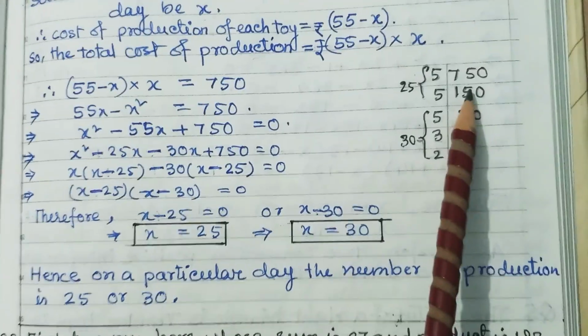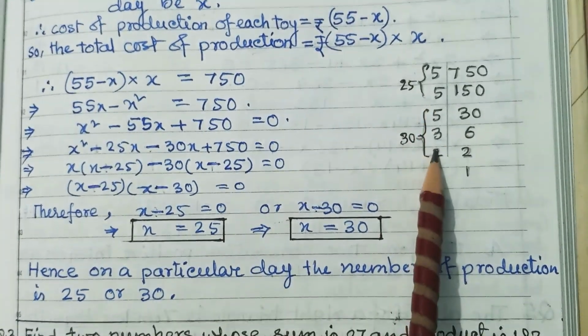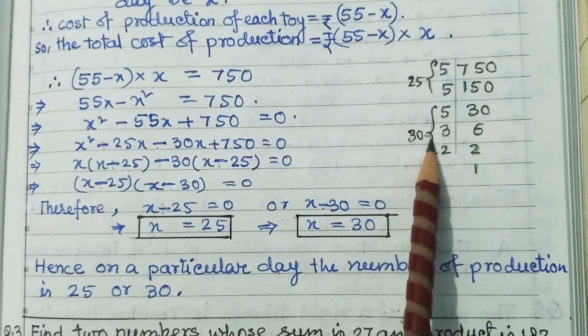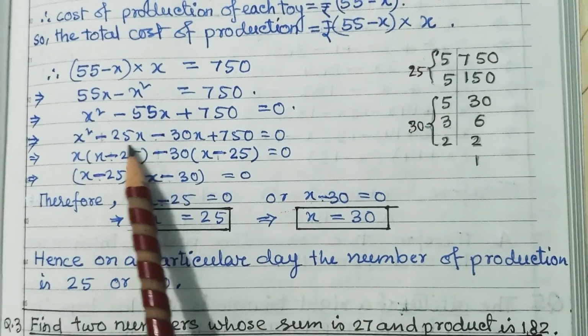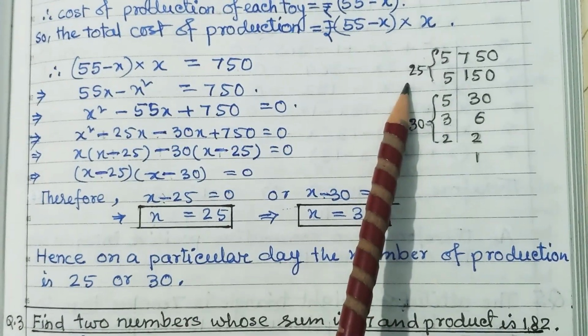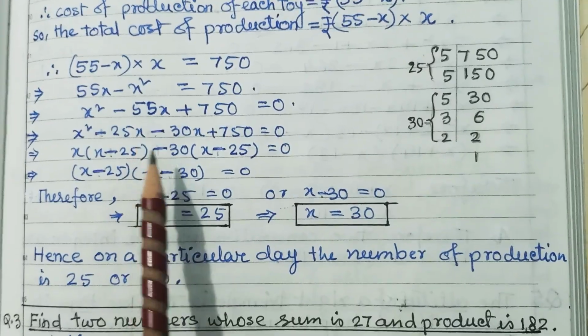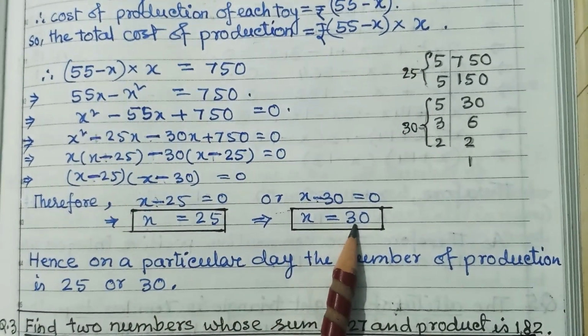You can see the factorization in this way. Then these prime factors you can make into two groups, 25 and 30. So 30 minus 25 gives minus 35, and minus 30 minus 25 gives 55. So x is equal to 25 and x equal to 30.